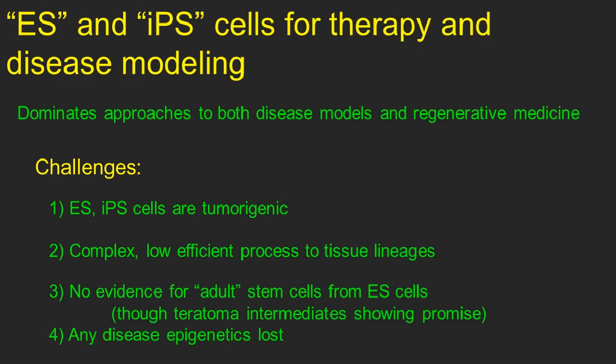Now, there are challenges to these cells, and one, as everyone knows, they're tumorigenic if put in an undifferentiated state. There's a tremendous challenge to developing the appropriate tissues. And the best developmental biologists in the world spend their efforts focused on how to take an embryonic stem cell through all of the different differentiation processes. So that's a challenge, one that's not faced with adult stem cells. One of the big challenges as well is there's been no evidence that you can make an adult stem cell from embryonic stem cells or induced pluripotent stem cells. Although if you drive it through a teratoma, there is some promise, especially with hematopoietic stem cells. And lastly, any epigenetic aspect of pathology would be lost in such cells.